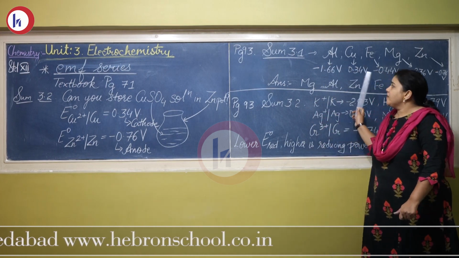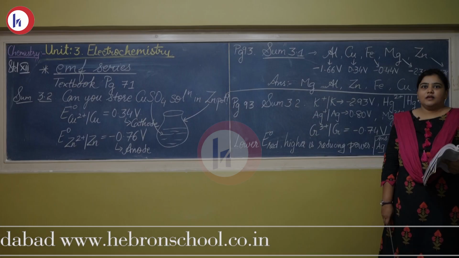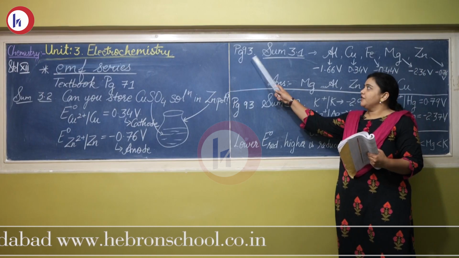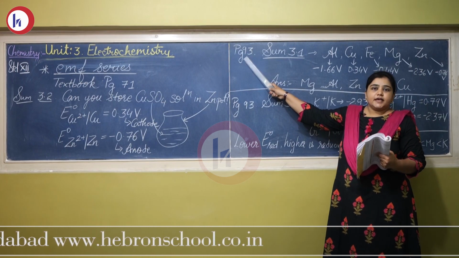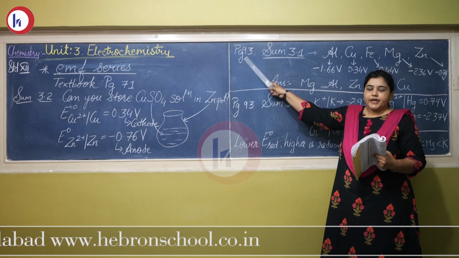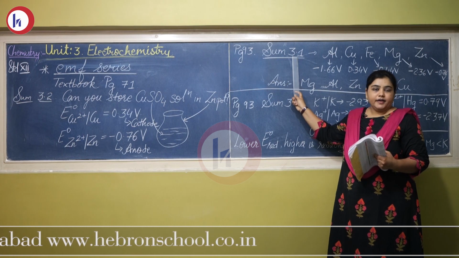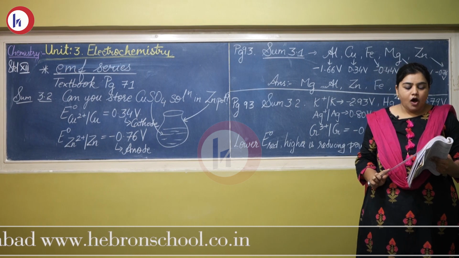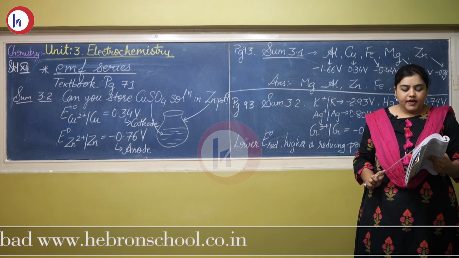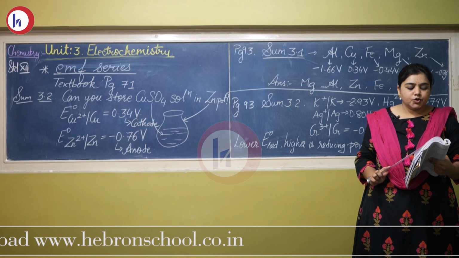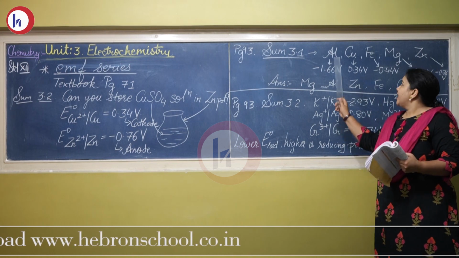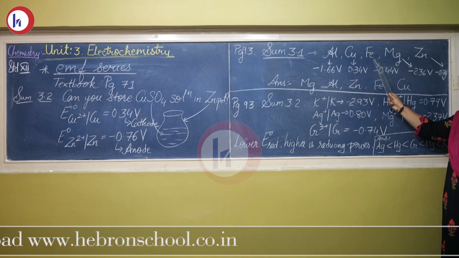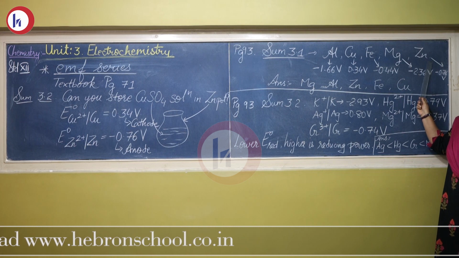The other type of sum, students, the second textual sum that we are focusing on: please take out your textbooks to page number 93, sum number 3.1. Read the question. Arrange the following metals in the order in which they will displace each other from the solution of their salts. The given metals are aluminum, copper, iron, magnesium and zinc.